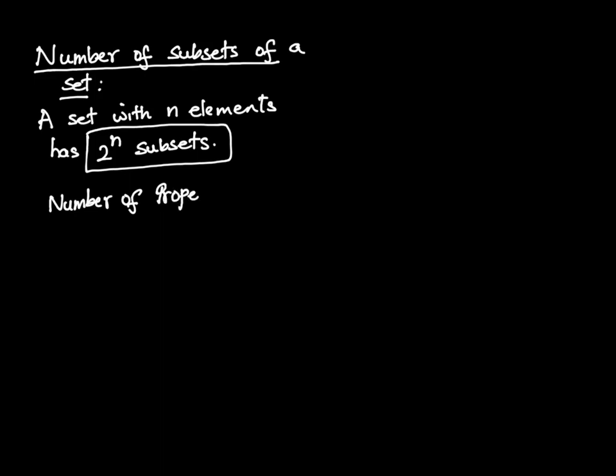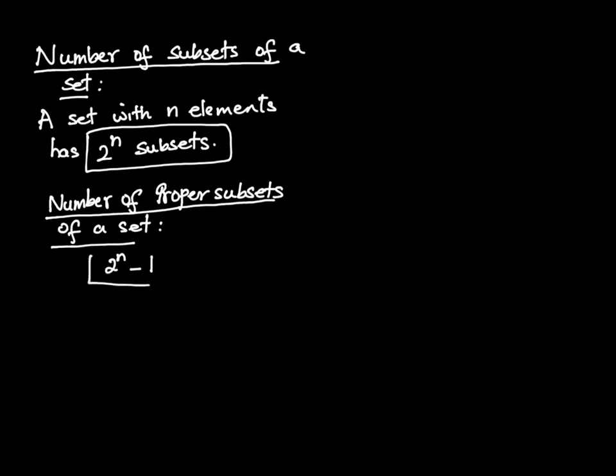So the number of proper subsets of a set is 2 raised to the n minus 1. Why minus 1? Because we're not going to include the set equal to itself. Let's see our example here.